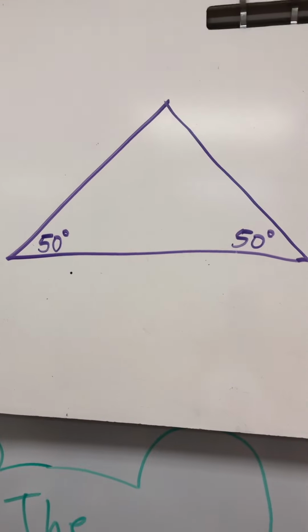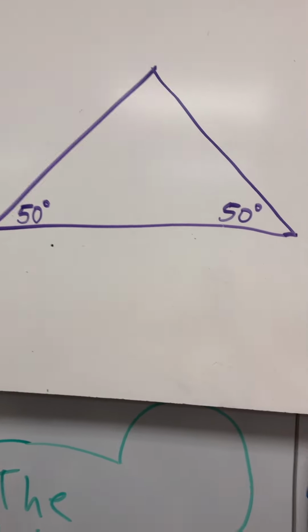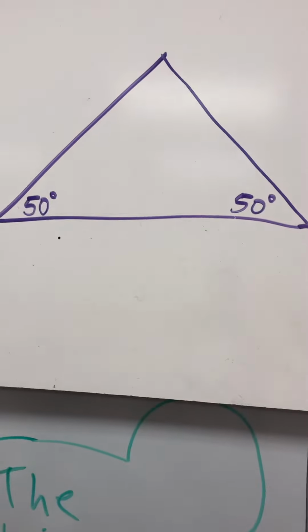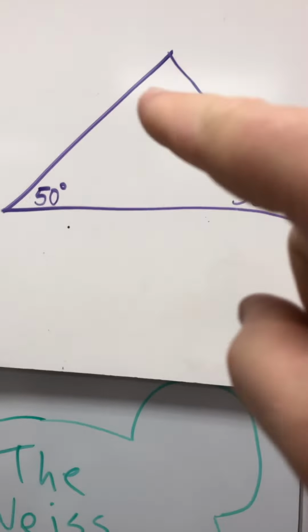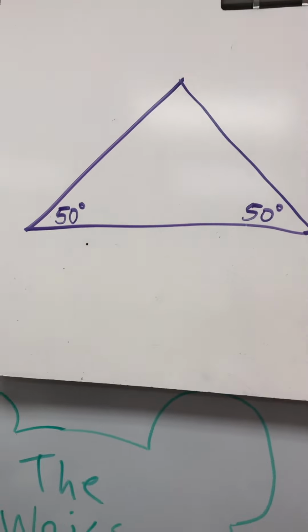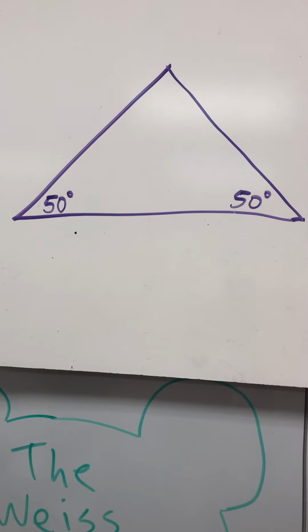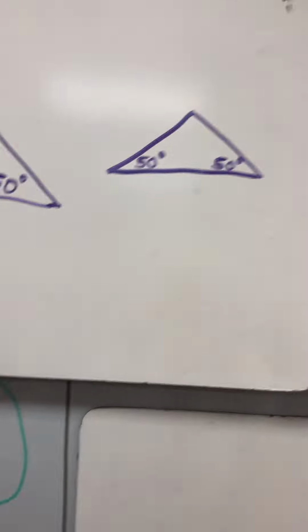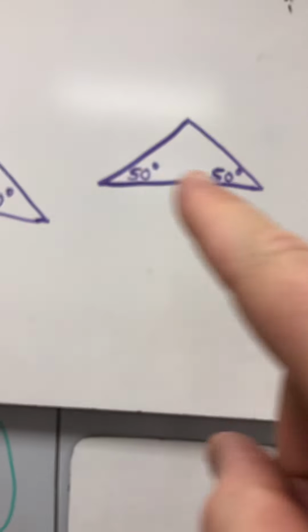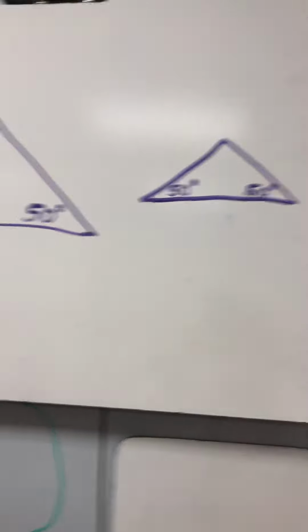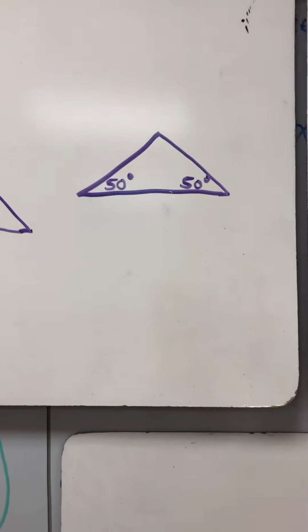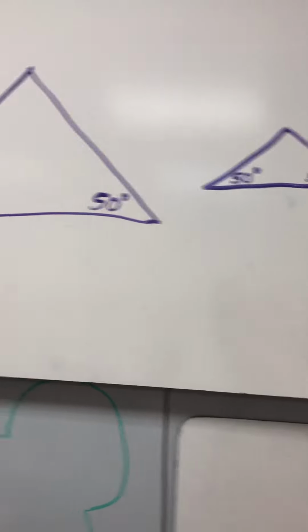Over here, if I say that these two angles are 50 degrees each, does it make sense that this one has to be 80, right? Because the three angles add up to 180, right? So these two angles are both 50. Doesn't that one have to be 80 also, right? So does it make sense?